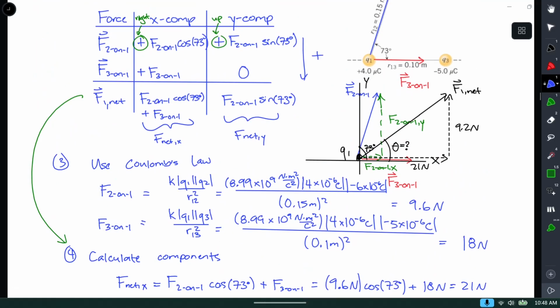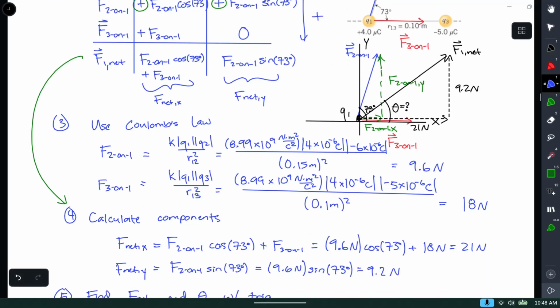So again, this is a physics 1 thing, but where that comes from is if I look at my diagram, tangent of theta is opposite over adjacent. That's just how we find tangent. And so that would be the opposite side is this right here, or F net y. The adjacent is that right there, or F net x. And so theta itself is the inverse tangent of that ratio.